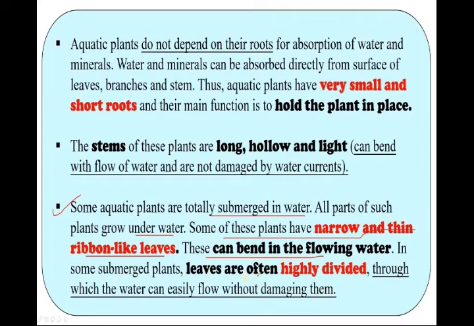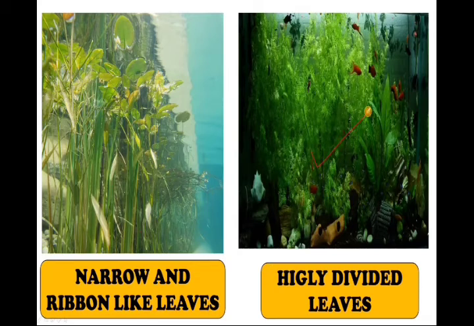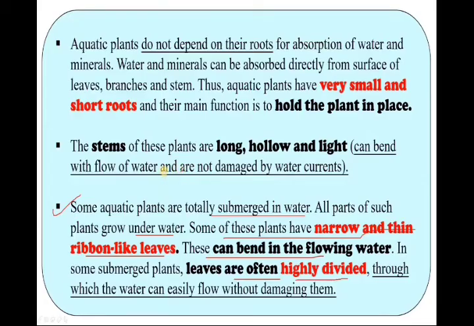At that time, the plants bend in the flowing water, and leaves are often highly divided. You can see some plants with highly divided leaves, which are fixed on the soil, right? When the water is flowing strongly, compared to the first one, which one is more strong? Which water can easily flow without damaging them? Since the leaves are highly divided, the water can flow easily without damaging them.